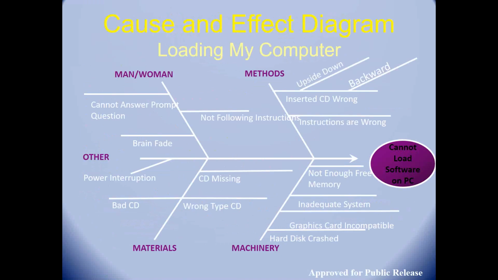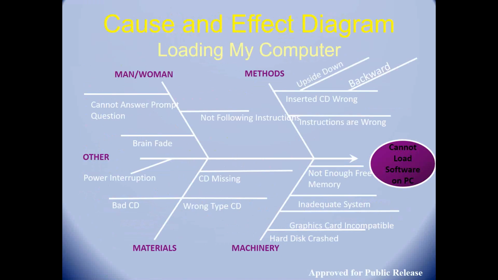Materials. Was there a power interruption? Was it a bad CD? Was the CD missing? Was it a wrong type of CD? In your machinery, maybe there wasn't enough memory. Inadequate system, graphics card incompatible, hard disk crashed. So again, you can see here they used the cause and effect diagram and they just started listing potential issues that could have related to not being able to download the software.